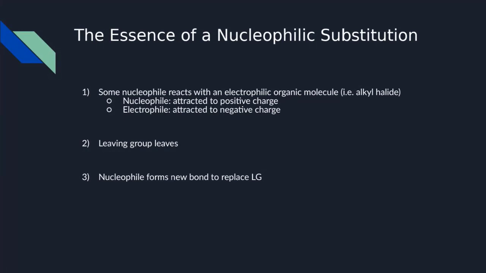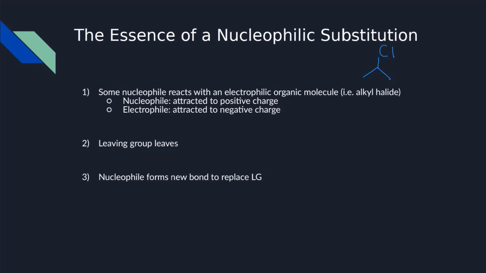And at its most basic level, what a nucleophilic substitution is, regardless of SN1 or SN2, is that we're going to be seeing some nucleophile react with an electrophilic organic molecule. Often this is an alkyl halide, which is just your classic garden variety halogen attached to your alkane, right?